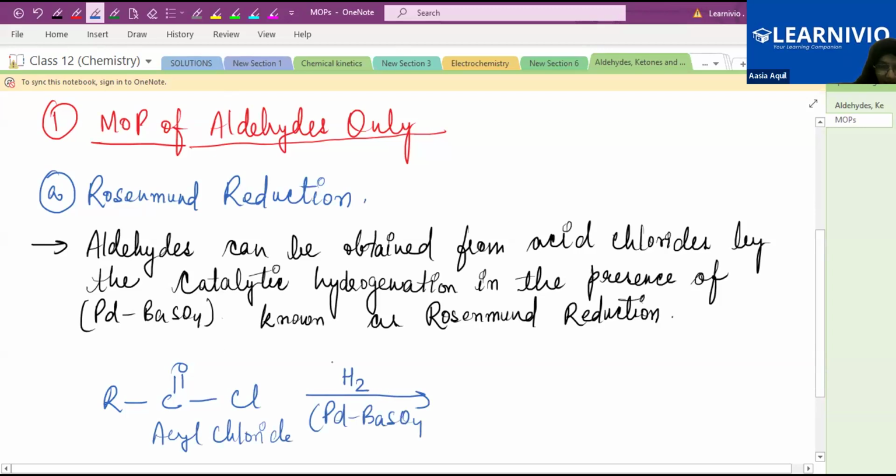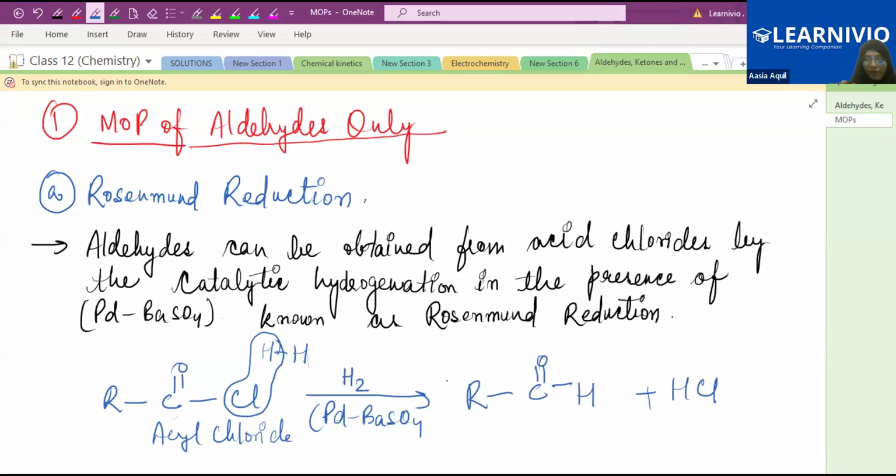And what happens? There are two hydrogens, right? One hydrogen will form HCl with the chlorine, ये क्लोरीन के साथ अटैच हो जाता है, and HCl gas will be liberated, यहाँ से HCl liberate हो जाता है. And one hydrogen will attach to this carbon, ये carbon के साथ attach होके it will form RCHO, aldehyde. This is the mechanism.